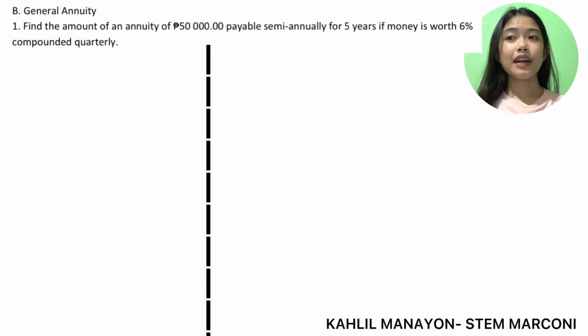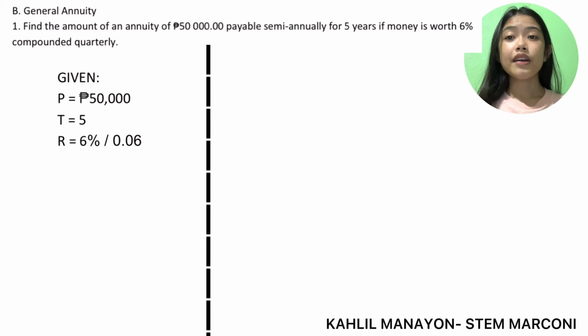Problem number 1, general annuity. This problem is a general ordinary annuity, in which the periodic payment is made at the end of each payment interval and the interest conversion or compounding period is unequal to the payment interval. Here is our given. P, or periodic payment, is 50,000 pesos, T, or time, is 5 years, rate is 6%, converted into decimal, it would be 0.06.